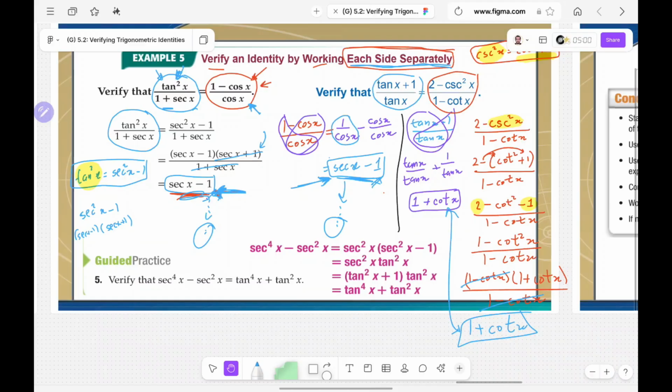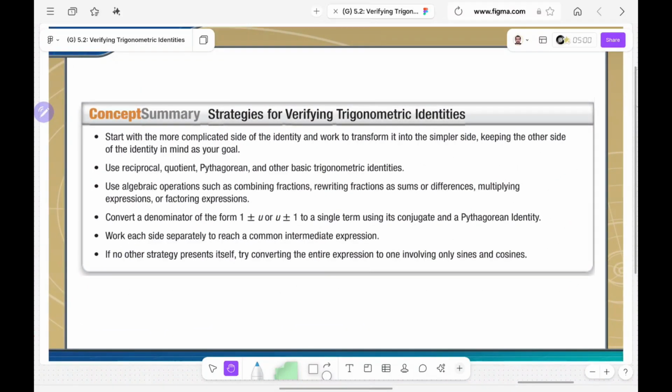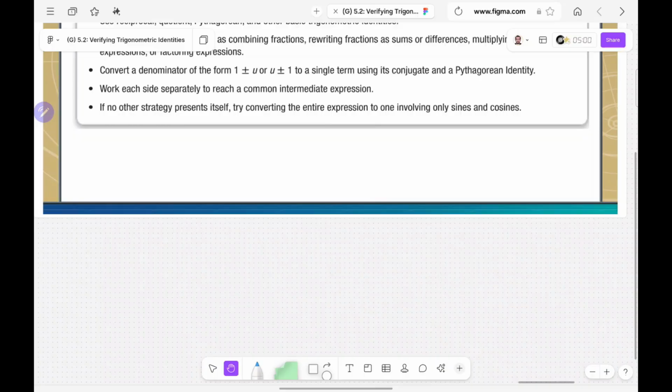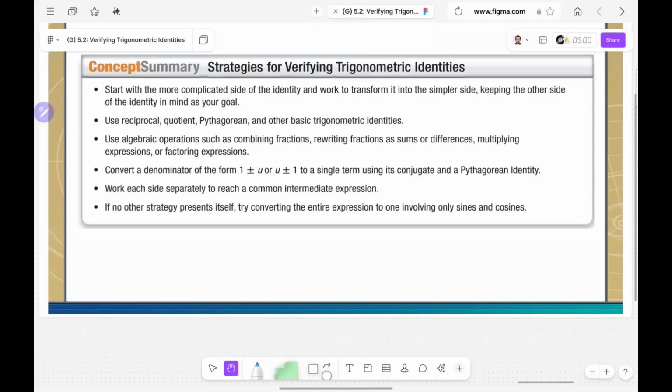Now try to solve question number 5, but the answer is already there. If you have any question, please let me know. Now here, if you read them, I summarized all the strategies of verifying. Let me tell you something about verifying. Verifying, my student, is not a rule that you need to memorize. It's the way you follow while you're simplifying. You need to use everything, the identities, the reciprocals, the Pythagorean identity, to be able to solve it. So if you read here, it will help guide you.